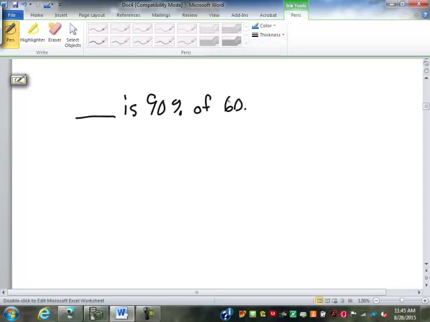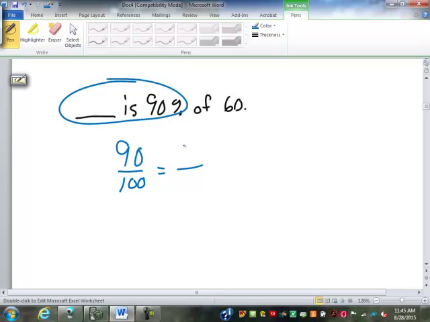Here now, we have the percent. Blank is 90% of 60. So we'll start out with the percent again, 90 over 100. Now there are always two other numbers in the problem. In this case, it's the blank, the missing number, and the 60. Which one of those goes with the 90? Blank is 90. So the missing number goes with the 90. So the 60 goes on bottom with the 100.